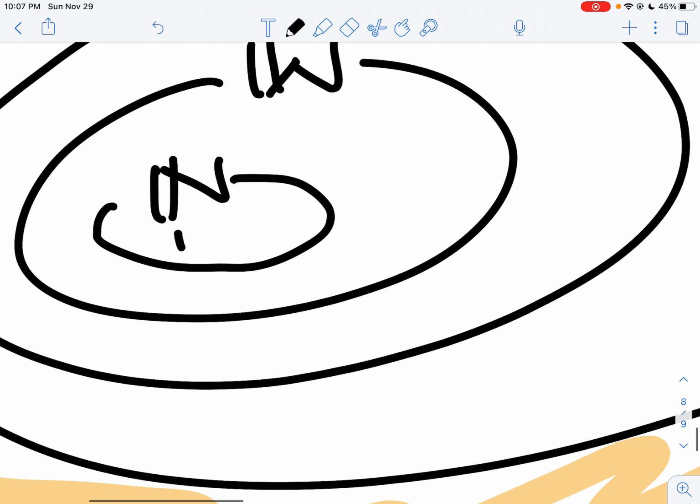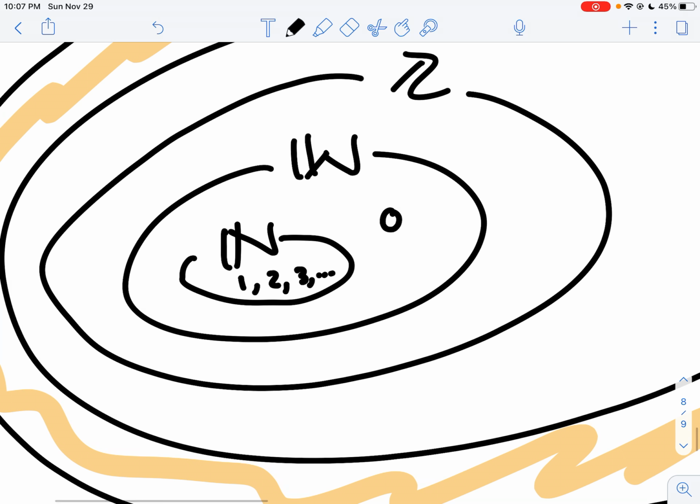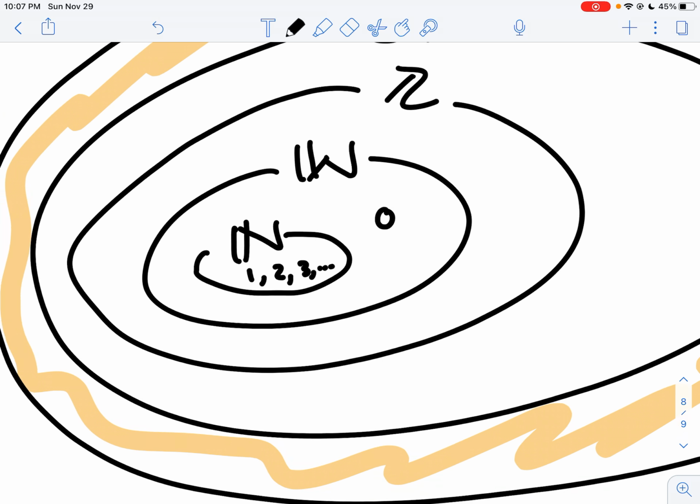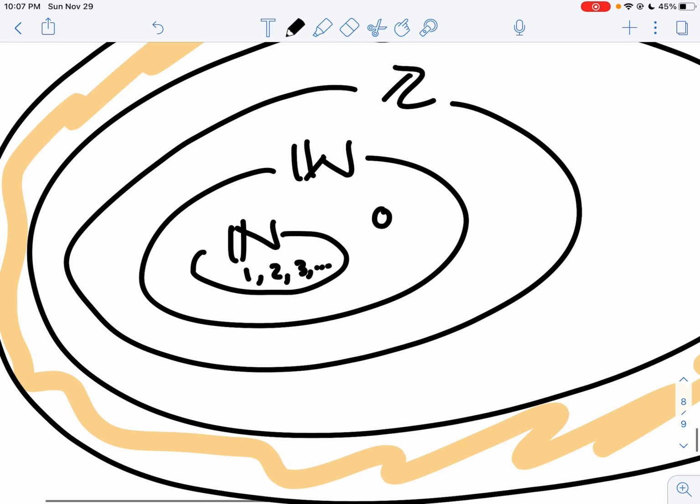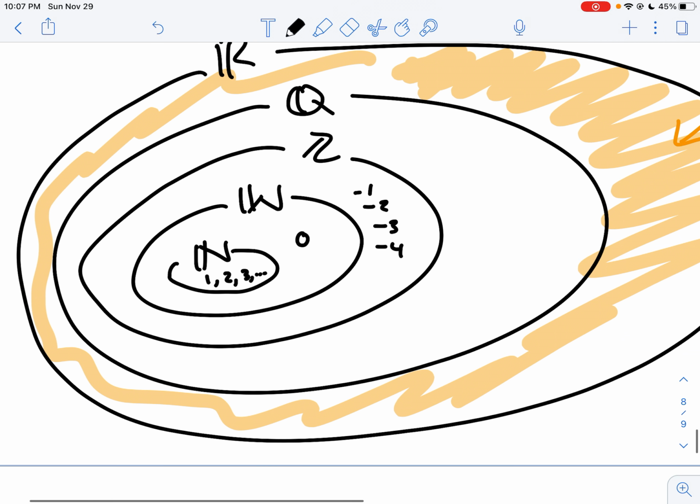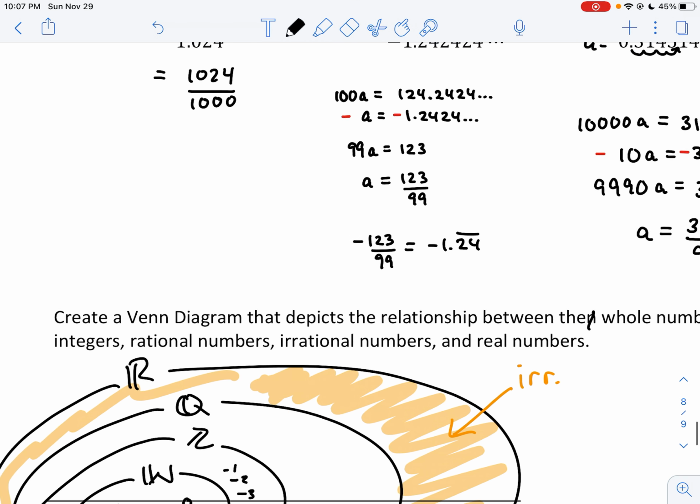All right, so if I were to put some examples in these different parts of the Venn diagram, 1 would be in here, 2 would be in here, 3 would be in here, etc. 0 would be the only example of a number that's outside of N but still inside of W. And then -1, -2, -3 would be examples of things that are integers that are not whole.